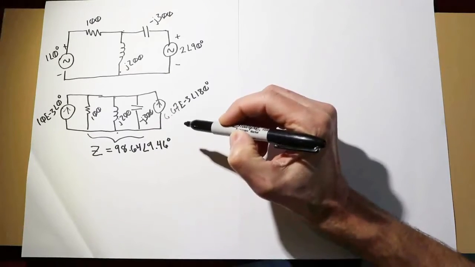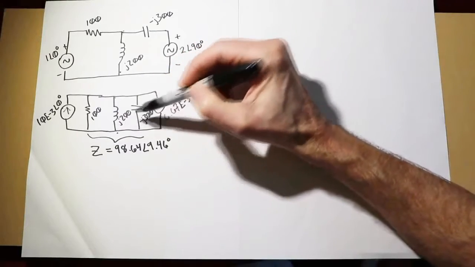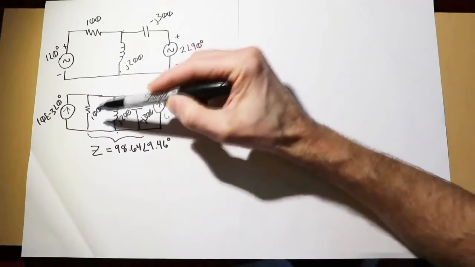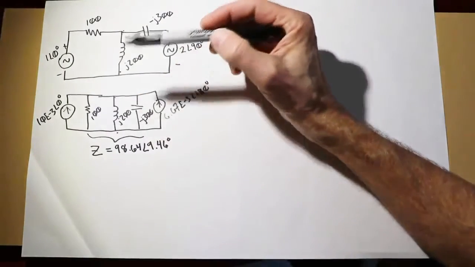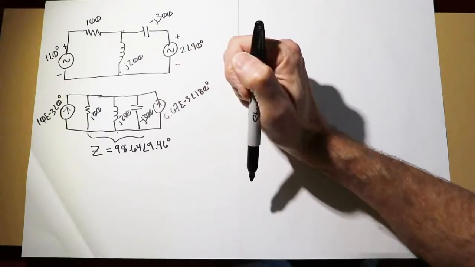Now notice this is a slightly positive angle. That makes sense. The inductor is a smaller value in parallel with the capacitor, so we expect the combined impedance to be slightly inductive. Of course, the resistor is the smallest of the three, so we don't expect a very large angle. So this seems to make pretty good sense.